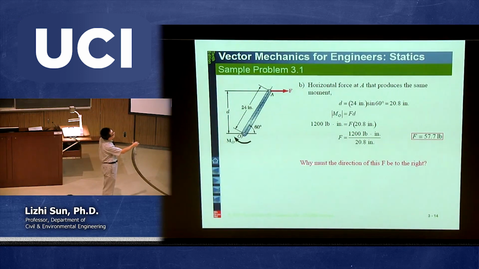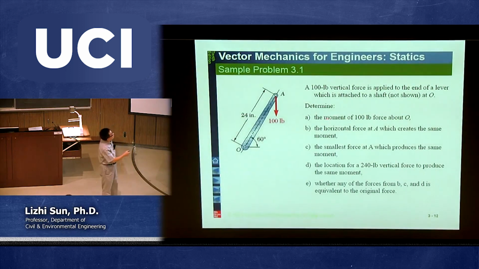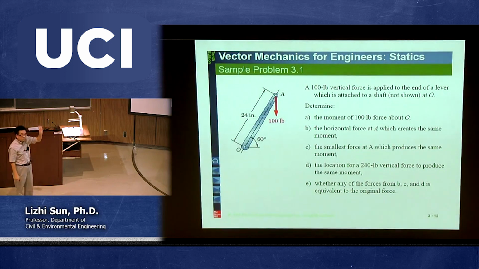So basically they ask you, why must the direction of this force be to the right? Of course, because it's clockwise we need to generate. Okay, so assuming we are pretty comfortable dealing with questions A and B, now let's move to the next one.